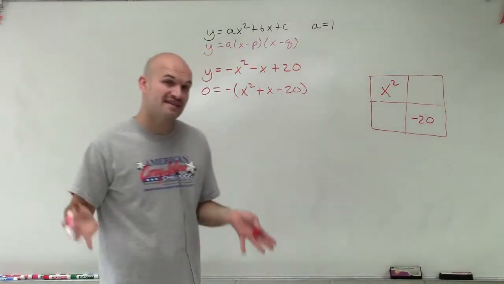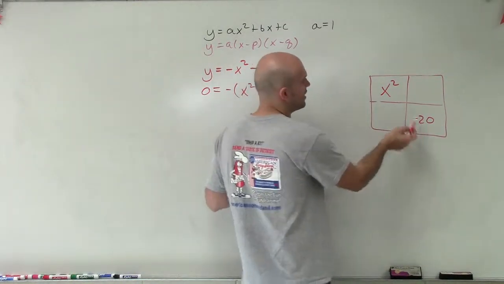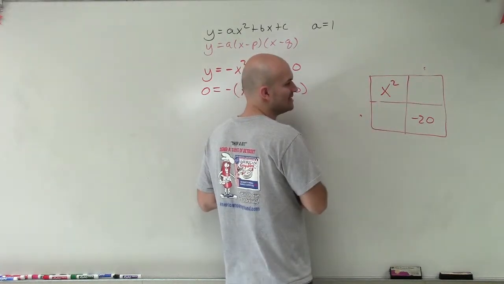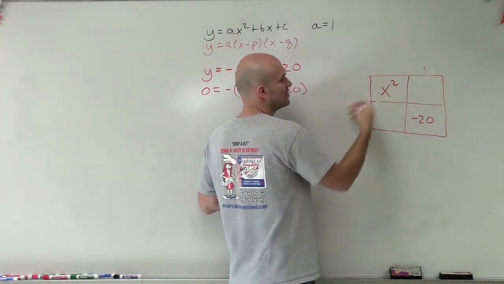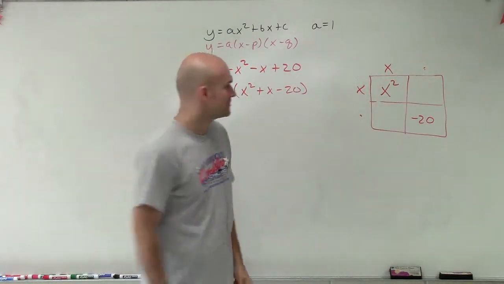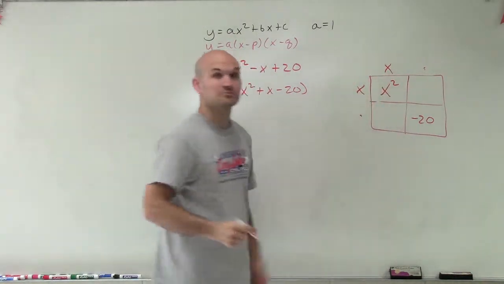Then what I want to do is take the factors of -20 and say, all right, well, what two numbers could multiply to give me -20? Now, I know the two values that are going to multiply to give me x squared are going to be x and x. That one's obvious, right? Because x times x is x squared.